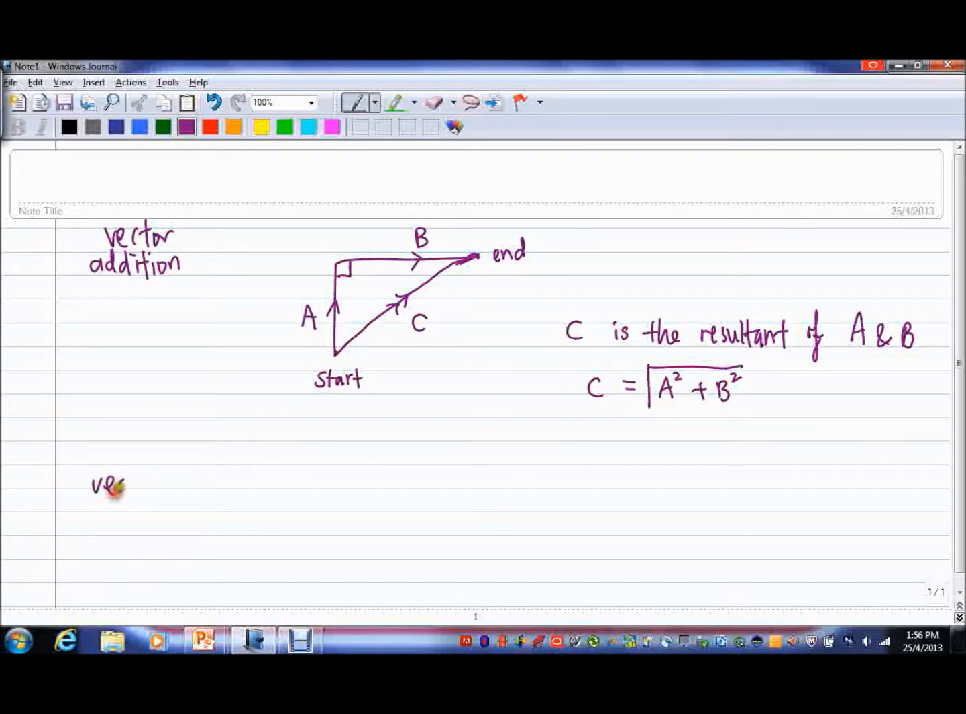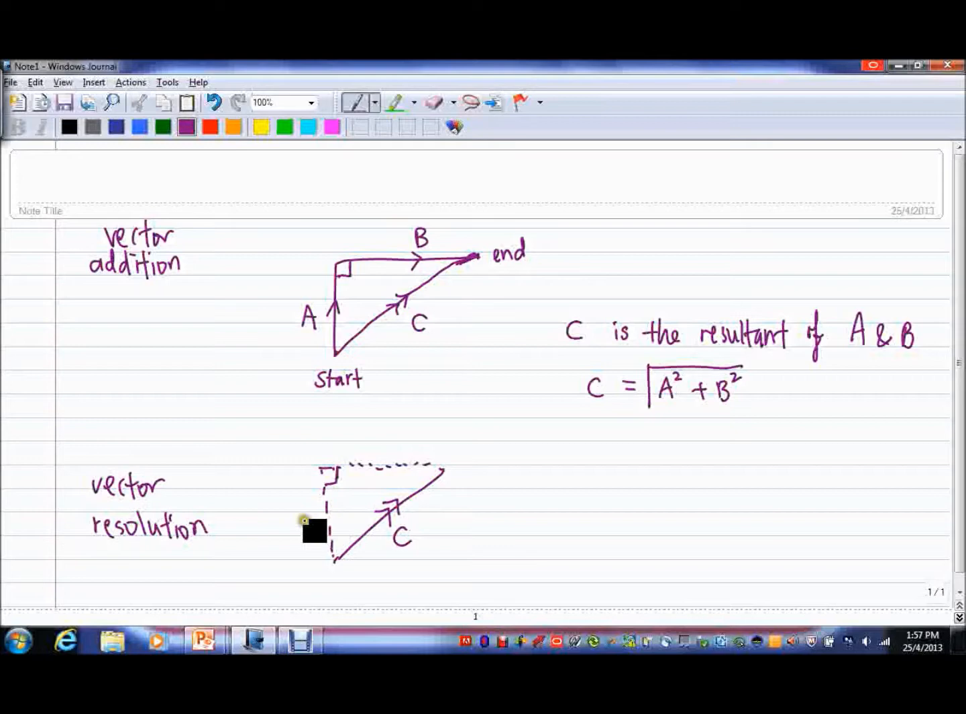So when you say vector resolution, what we need to do here is to break your C, this vector C, into its individual components, namely A and B, which are perpendicular to one another. To do that, I will first draw in the component B, and A is above. So these two will be perpendicular.